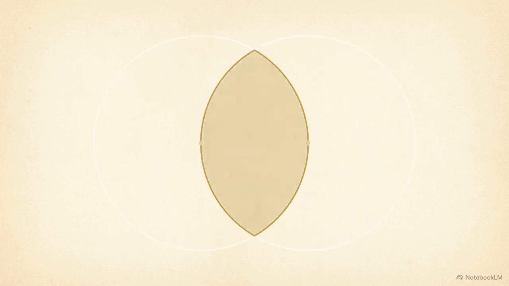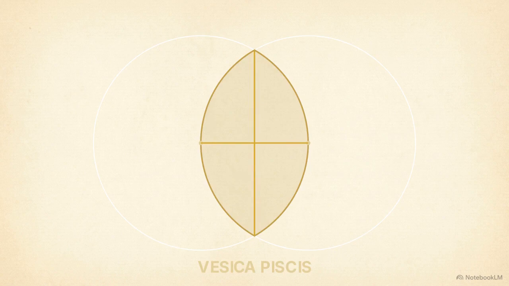At its simplest level, this geometry begins with 2 equal circles. Their centers sit on each other's edges, creating an almond shape. This is the vesica Pisces. Adding its vertical and horizontal axes establishes mathematical proportions found throughout nature.